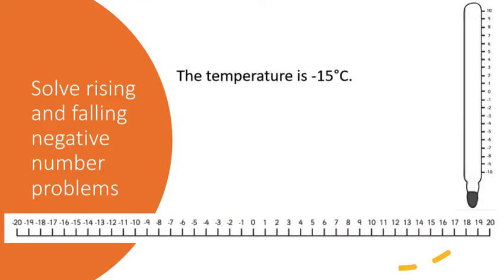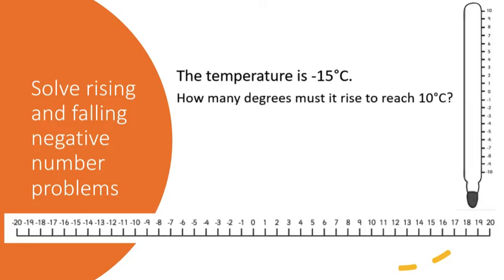Okay, next problem. The temperature is minus 15 degrees C. How many degrees must it rise to reach 10 degrees C? To think about it slightly differently this time, see if you can plot minus 15 degrees C and 10 degrees C. How many degrees must it rise to reach that 10 degrees C? Have a go.